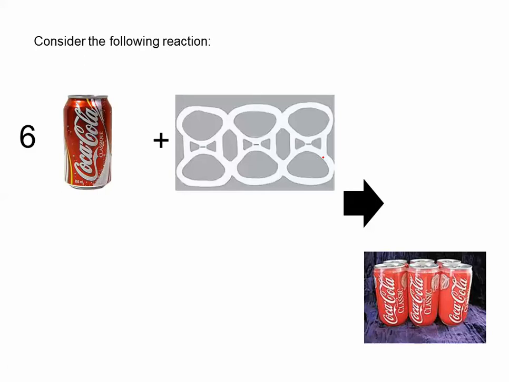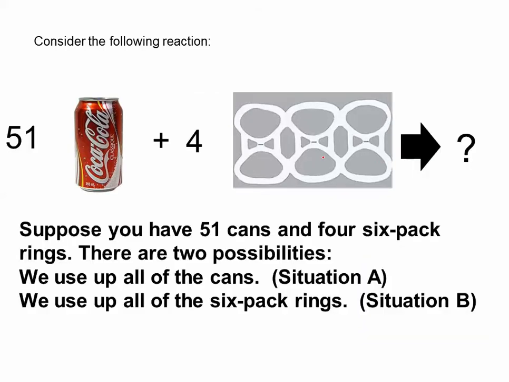So let's look at an example. Let's look at this reaction. We have 6 cans of Coke plus the plastic ring makes one 6-pack. So what if you had 51 cans and you had 4 6-pack rings? What are you going to get out of this? And I think if you look at this, you can tell what are you going to run out of first? Probably the plastic rings, because you got a lot of cans and you've got a few rings. So there are 2 possibilities in this actually. You're going to use up all the cans first, or you're going to use up all the plastic rings first.